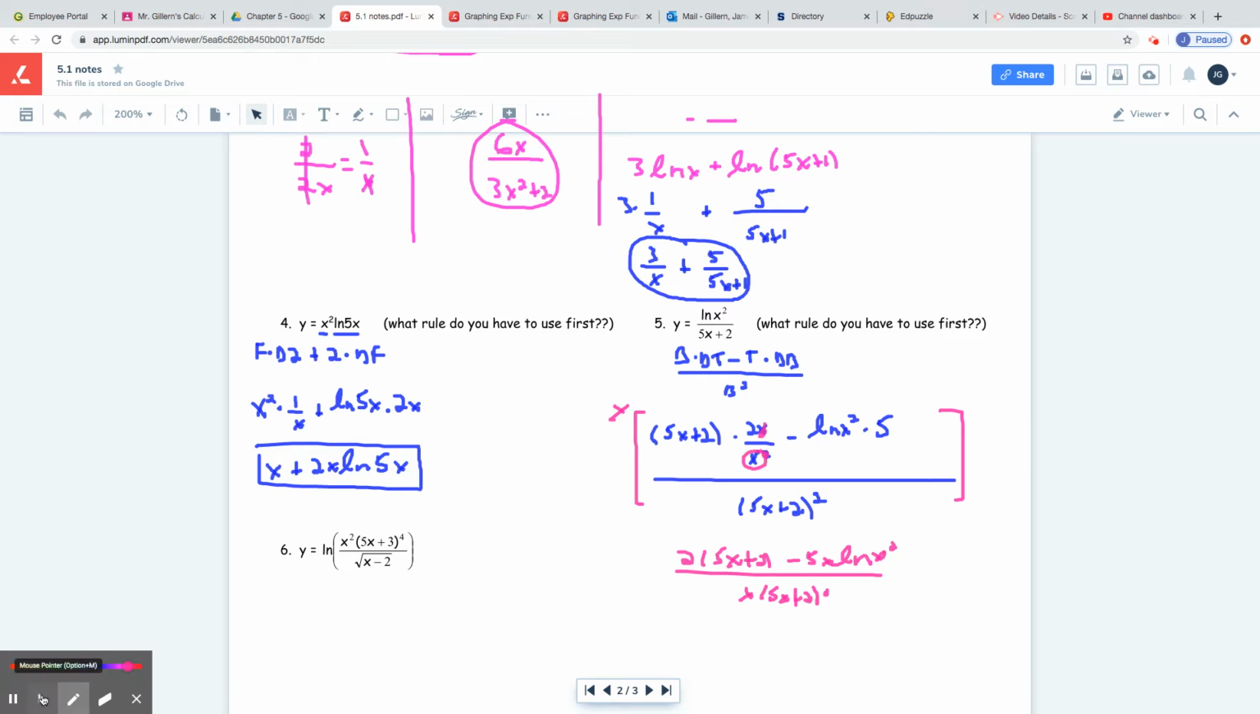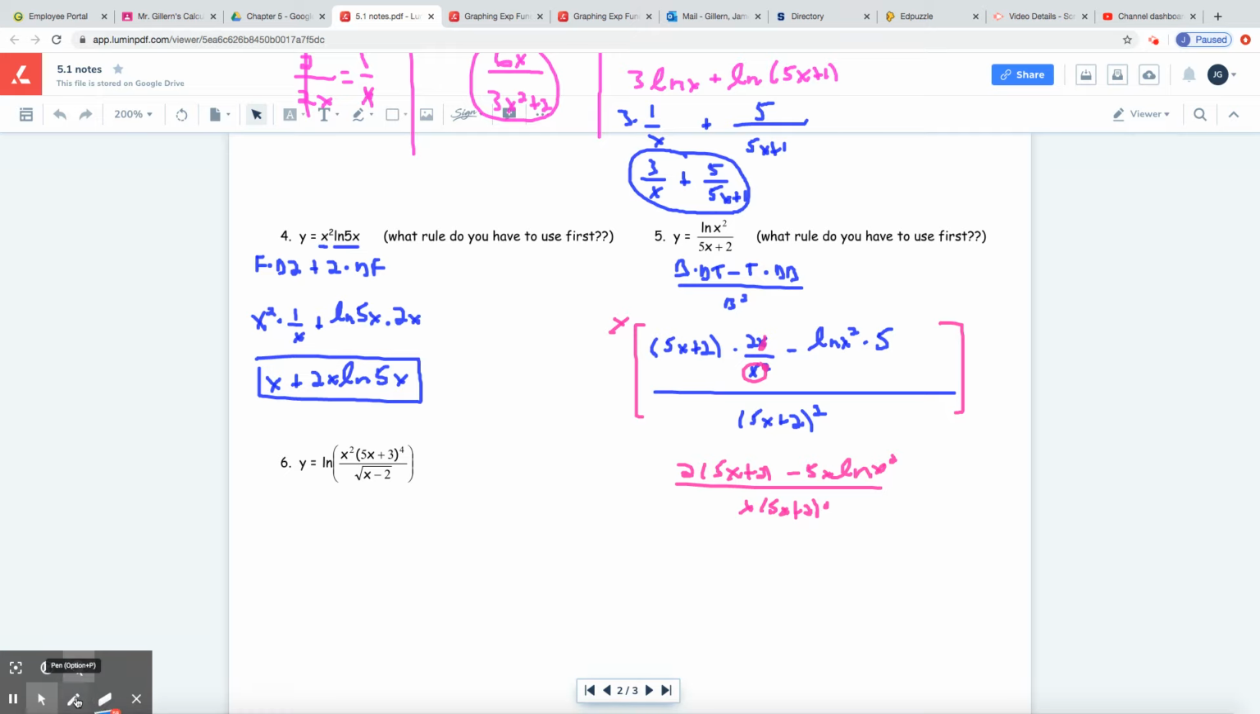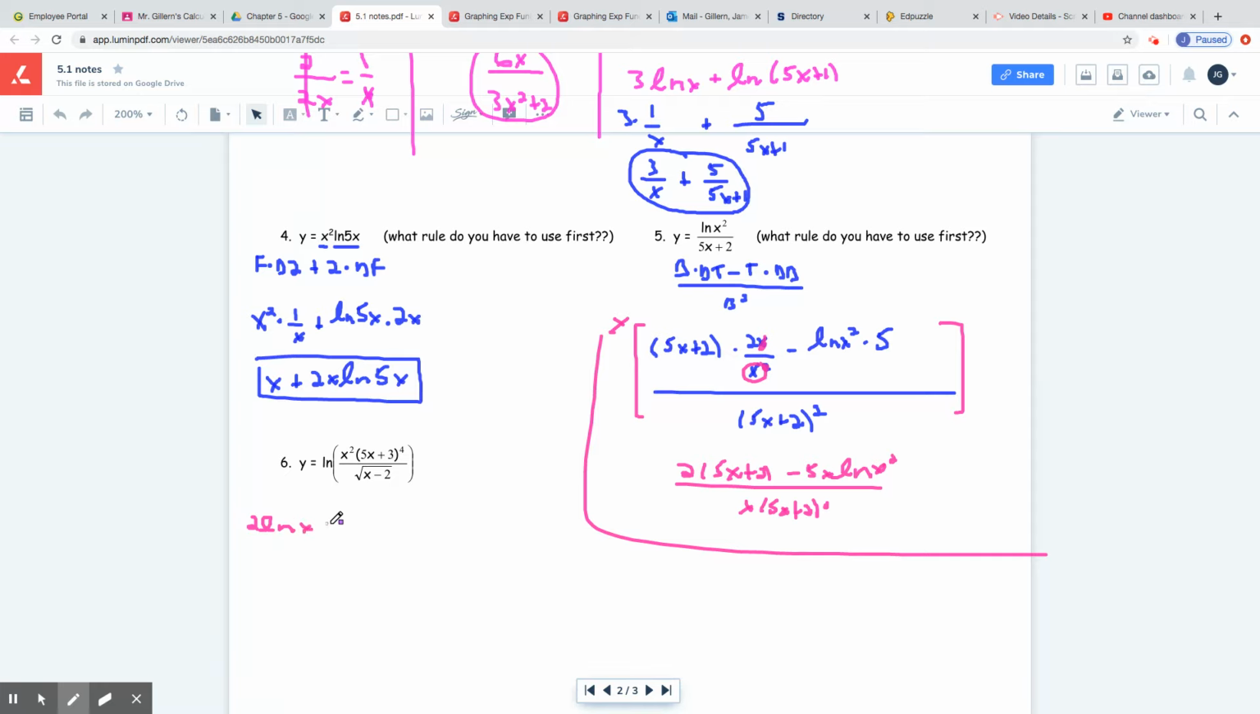All right. Last one. Just kind of box this out of here. All right. So for this one, what do you think we should do first? All right. Since all of this is after natural log, what can we do? Well, we can expand it. All right. So anything that's up top gets a positive. So it's 2 ln x plus 4 natural log of 5x plus 3 minus 1/2 natural log of x minus 2.